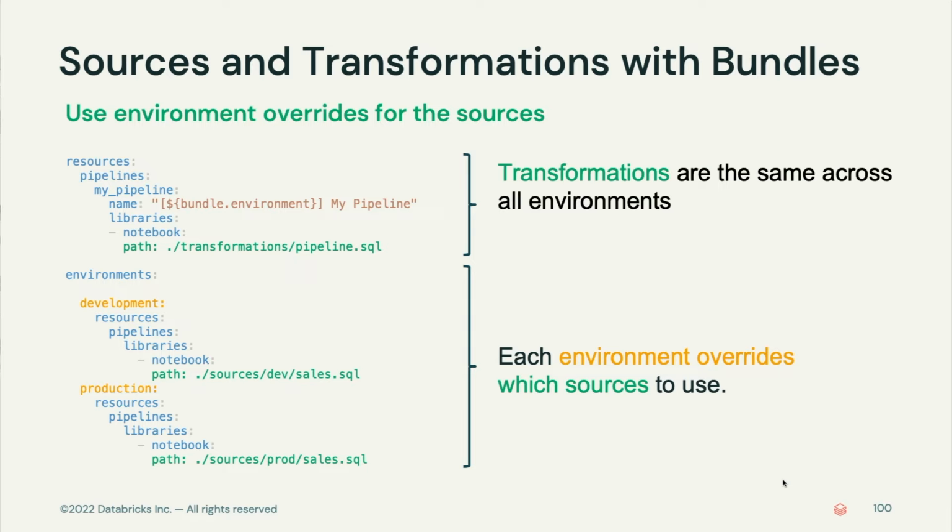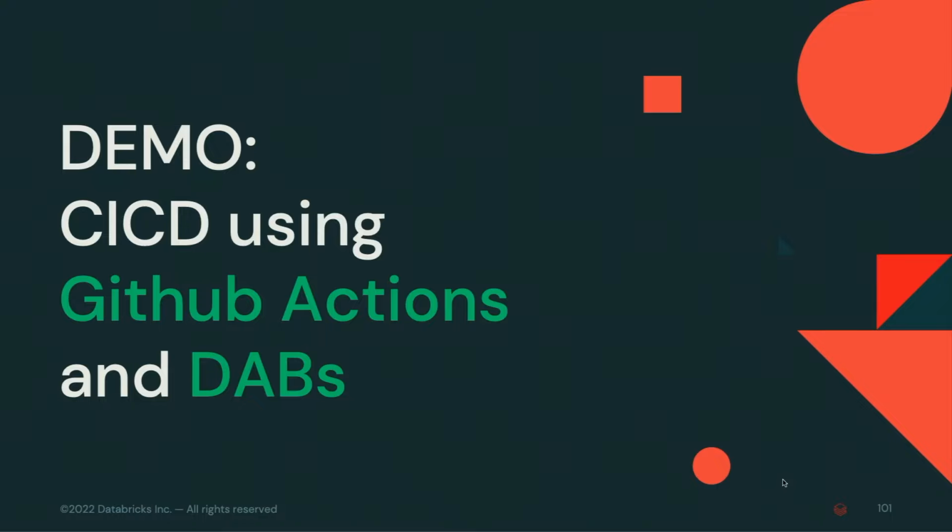And so now putting it all together, when I create my pipeline, I have all of the transformations up there in the resources section. I have all of the sources down in the environment override section. And now my development is super fast, and my production is correct. And so with that, I would like to bring up Dylan, who's going to show us how it all works.